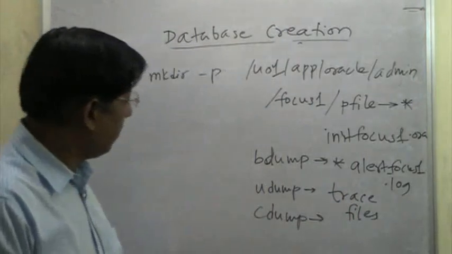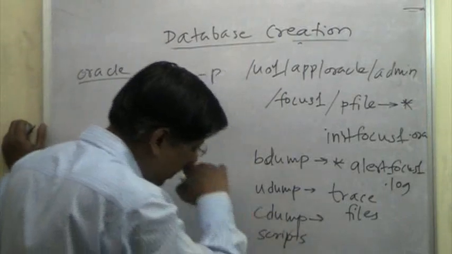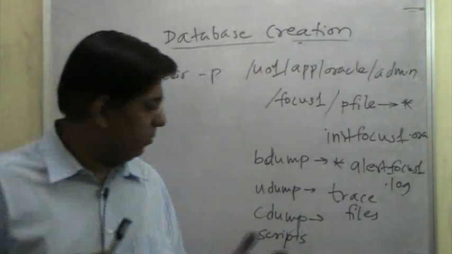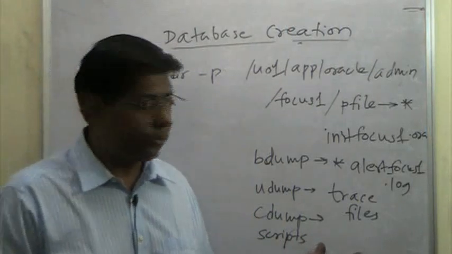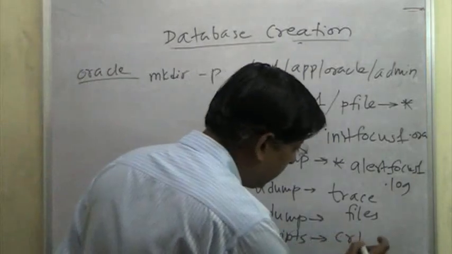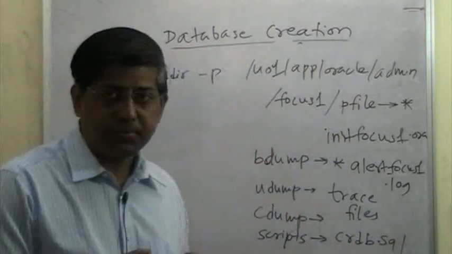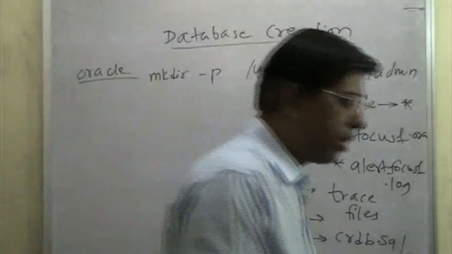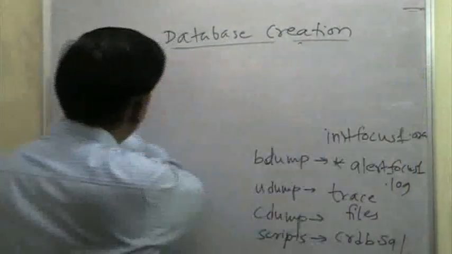So bdump, udump, cdump, and the scripts directory. Use mkdir to create the scripts directory. Whatever scripts we create for our own benefit, we should keep in the scripts directory, so any other DBA can benefit from those scripts. We are going to create a script called crdb.sql, an SQL script to create a database, and we'll keep it there. These are the directories that you should create using the mkdir command once you log in as user oracle. Obviously, the owner of these directories would be user oracle. So this is step number 1 in database creation.